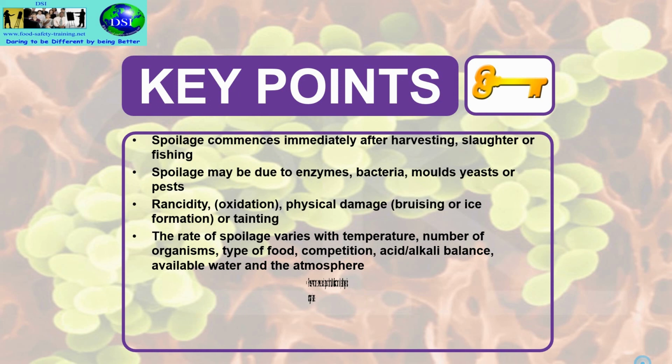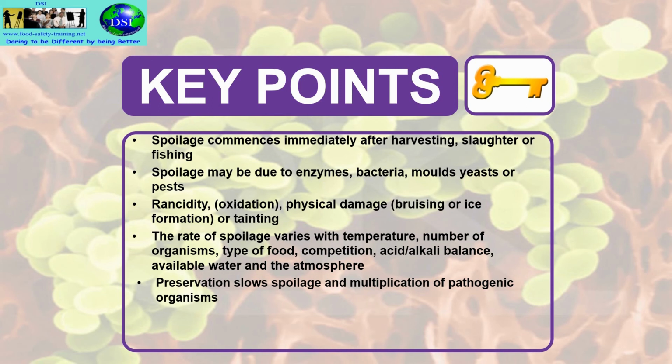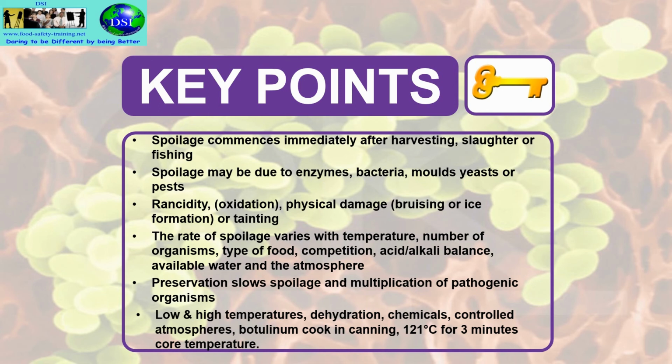Preservation slows spoilage and multiplication of pathogenic organisms. Low and high temperatures, dehydration, chemicals, controlled atmospheres, cooking, canning, which is 121 degrees C for 3 minutes or more core temperature, are all types of preservation processes.